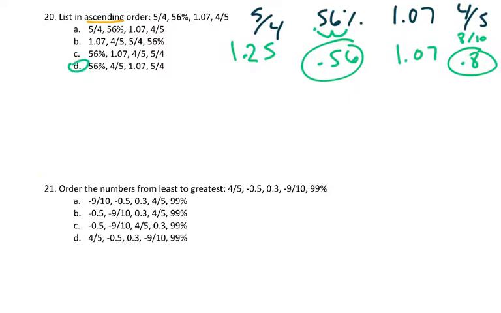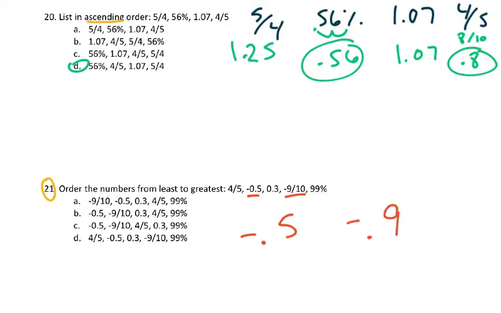21 is the same type of thing, but it says order the numbers from least to greatest. And you should see that you have some negative numbers. So let's go ahead and just spot those negatives and pull those out first. So you have negative 0.5 and you have negative 9/10. Let's write 9/10 as a decimal. Remember, 9/10 is having a 9 in the tenths place.